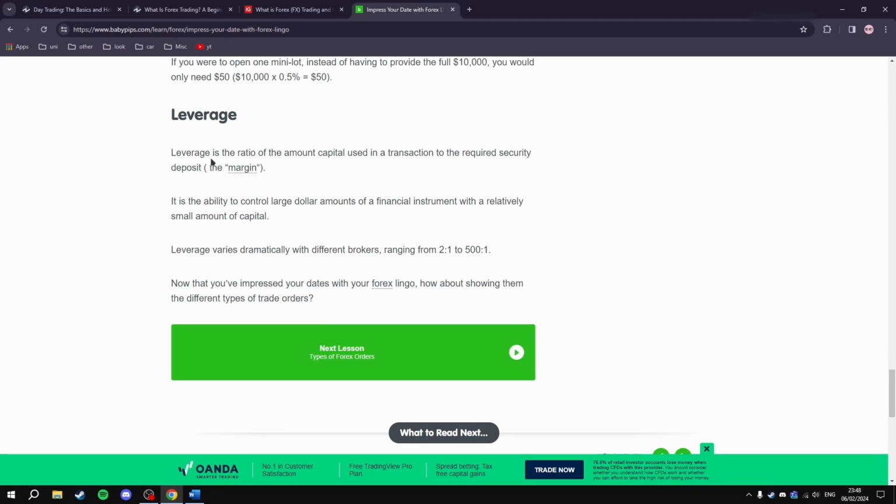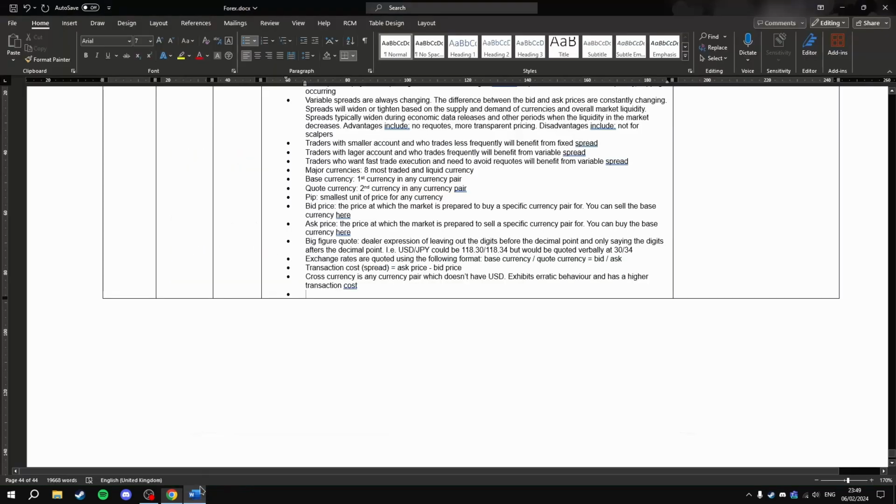Leverage. Leverage is the ratio of the amount of capital used in the transaction to the required security deposit, or the margin. It is the ability to control large dollar amounts of a financial instrument with a relatively small amount of capital. Leverage varies dramatically with different brokers, ranging from 2 to 1 to 500 to 1. Now that you can impress your dates with Forex lingo, how about showing them different types of trade orders?